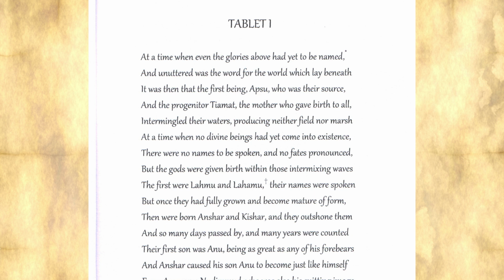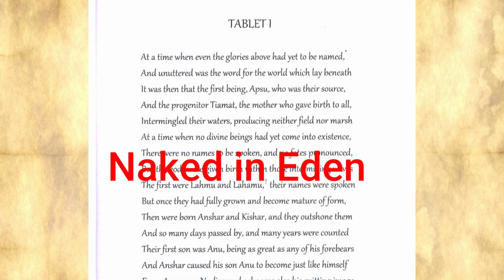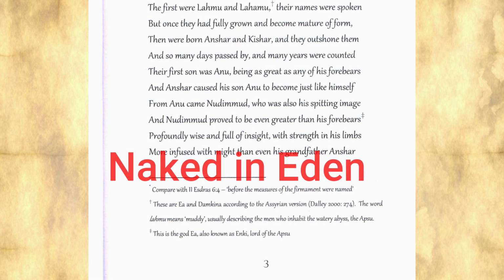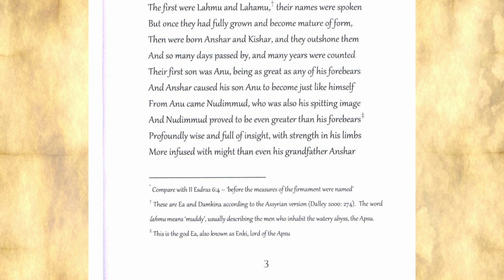But the gods were given birth within those intermingling waves, and then we come about. So here we are emergent. There we are. That would be equivalent to the end of the creation story where we are naked in the garden. Okay, let's move on from those two and see where we end up next.